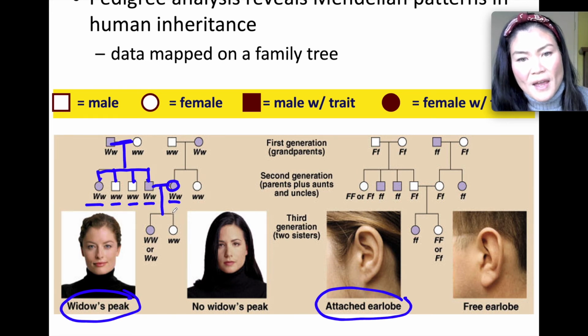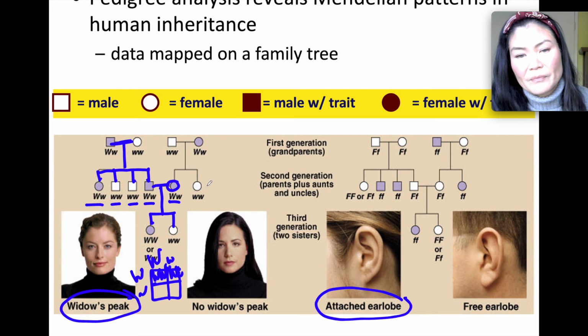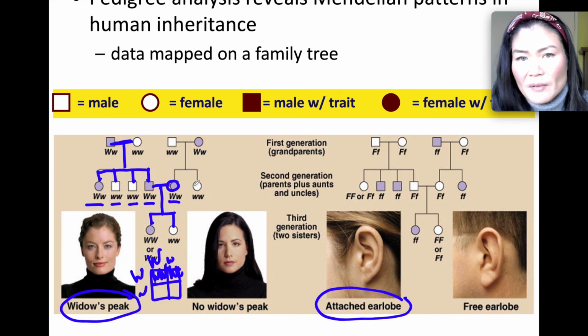They have 2 daughters. The first daughter has the widow's peak. The second daughter does not have the widow's peak. And you guys can see here that the daughter that has the widow's peak could be homozygous or heterozygous for widow's peak. If you did the Punnett square, you would see that there is a possibility. So maybe I'll just draw it. They're both big W, little w, big W, little w. So you can see here, it could be big W, big W, or big W, little w. Okay. So that's basically what a pedigree shows.